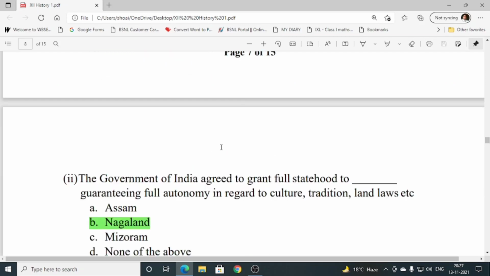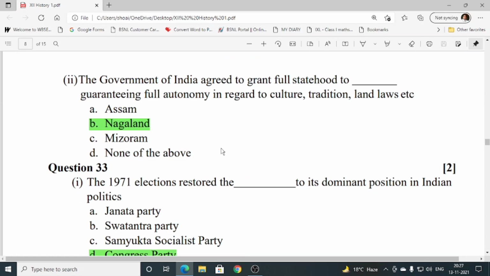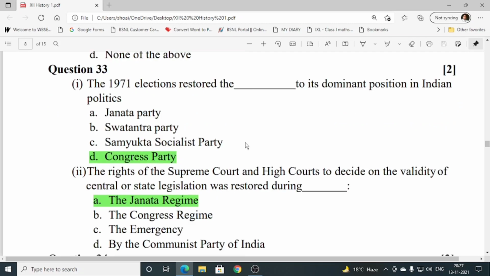Okay. Number 2, the government of India agreed to grant full statehood to Nagaland, granting full autonomy in regard to culture, tradition, land laws, etc. Full autonomy was given to Nagaland. Even Mizoram is also there, so we'll go with Nagaland. Number 33, the 1971 election restored the Congress party to its dominant position in Indian politics. Okay, Congress party. You can take the screenshot.